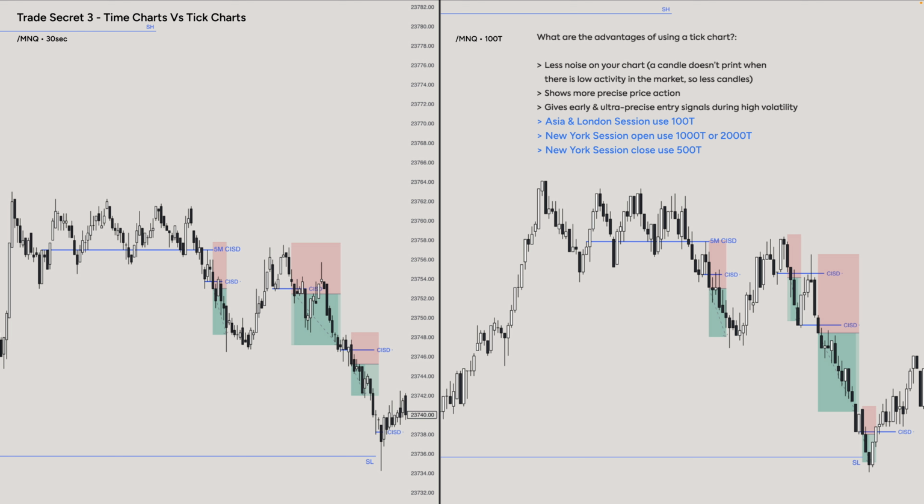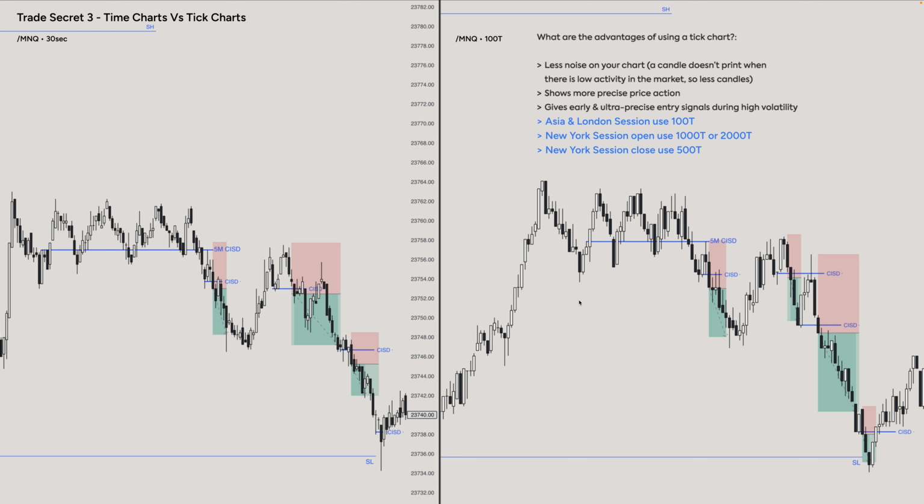The first big advantage is your chart will look much cleaner. Just look at the amount of candles on the 30 seconds chart. Now look on the tick chart at how few candles there are in comparison. It's almost half the candles of the 30 seconds chart. That's a big advantage because it makes your chart way cleaner. It makes the price action really precise and clean, and it also gives you early or extra precise entry signals.